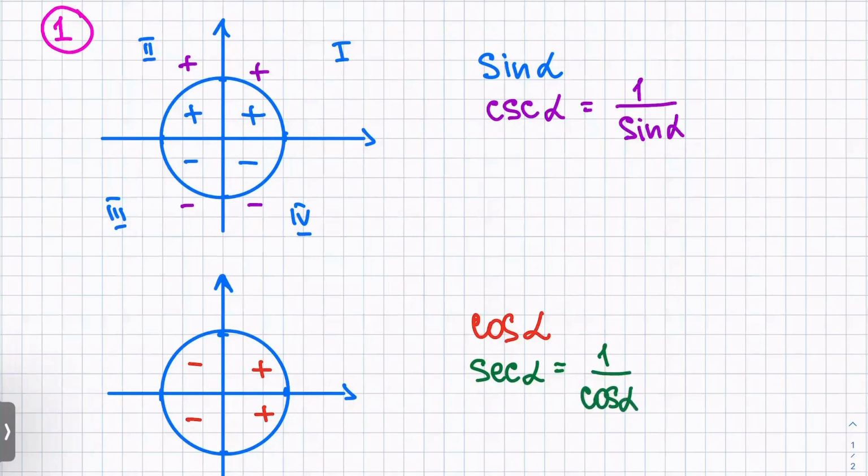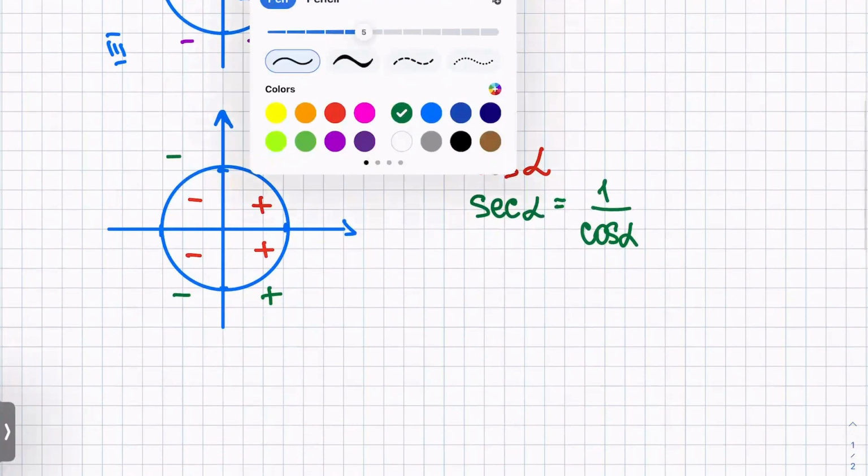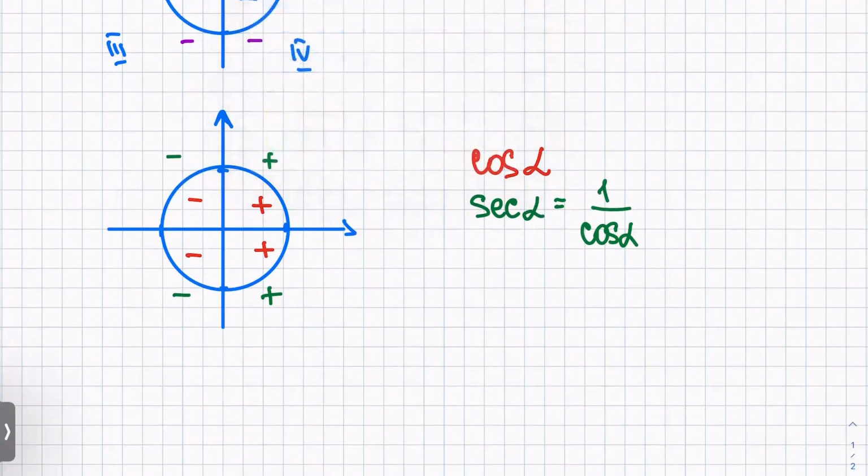So since secant is reciprocal to the cosine, it will have the same values. So we'll just have here positive value, here negative. So then, dear students, what remains is just the tangent and cotangent functions. So let's make the last final unit circle for both tangent and cotangent.